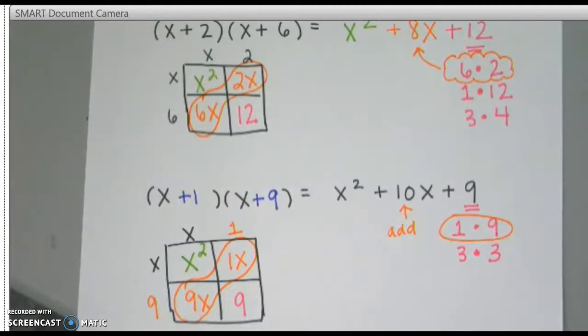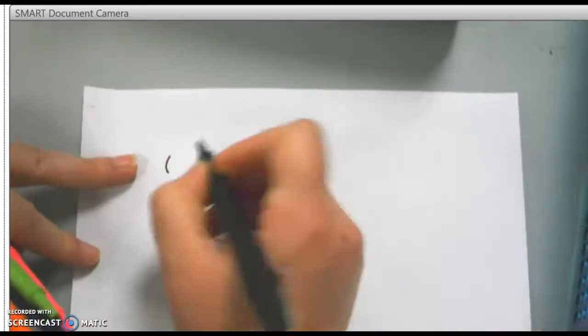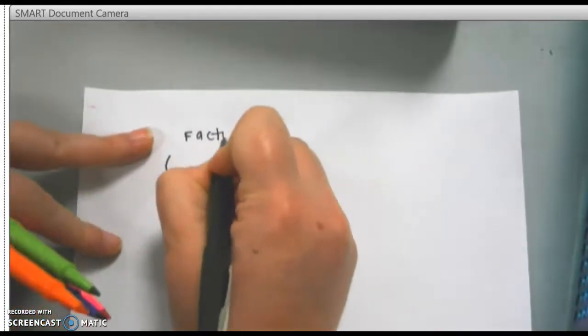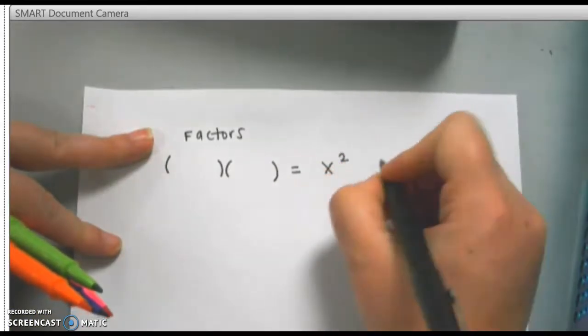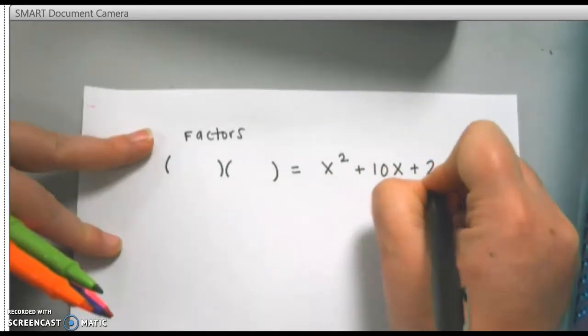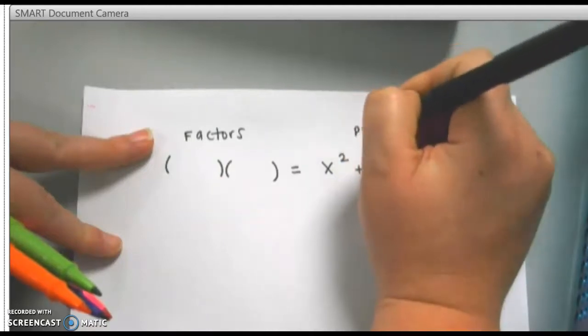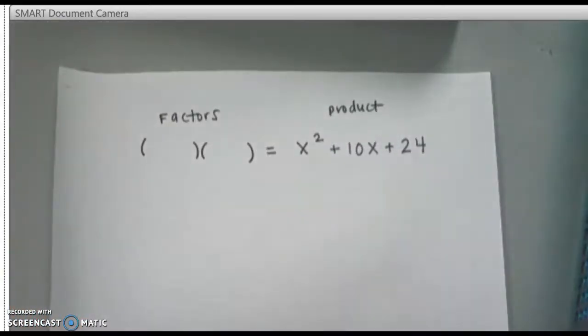All right, so let's do one more. Now basically, every single one of these problems is going to be really similar. All right, so I don't have the factors. In a multiplication problem, these are called the factors. And this side is called the product. So in this case, I have the product, which means I have the answer, and I need to go backwards. I'm looking for the factors.